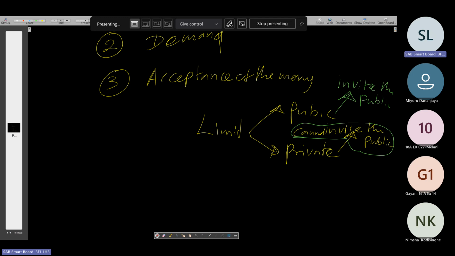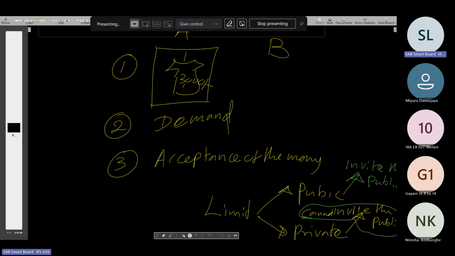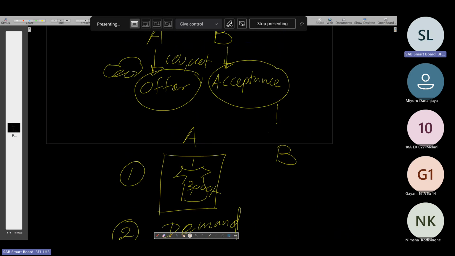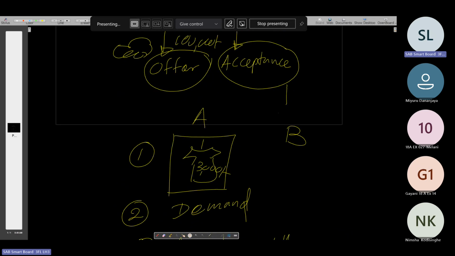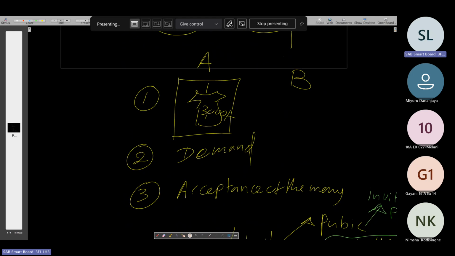Again, this company has to adopt 3 steps, same as we have discussed here. When we compare the first example and the second example, in the first example only 2 steps we can identify. One person proposed to sell the motor car and the other party accepted. But here we can identify 3 steps. Displaying goods in a shop window, then thereafter demanding the goods, and the shopkeeper accepting the money from the customer.